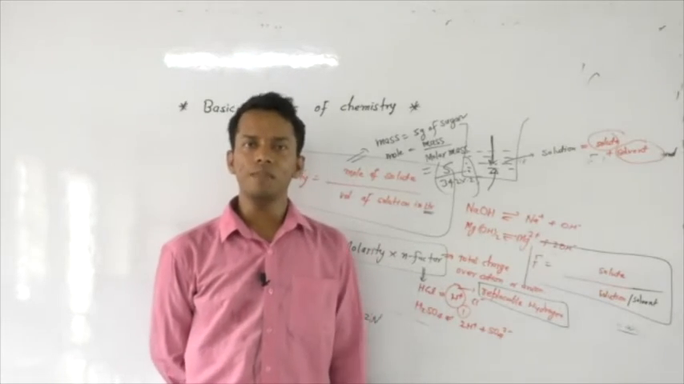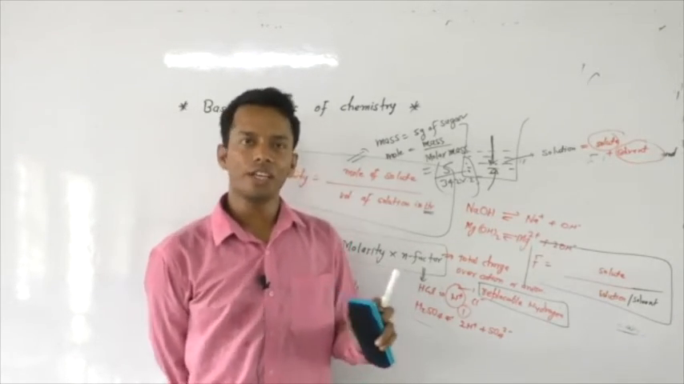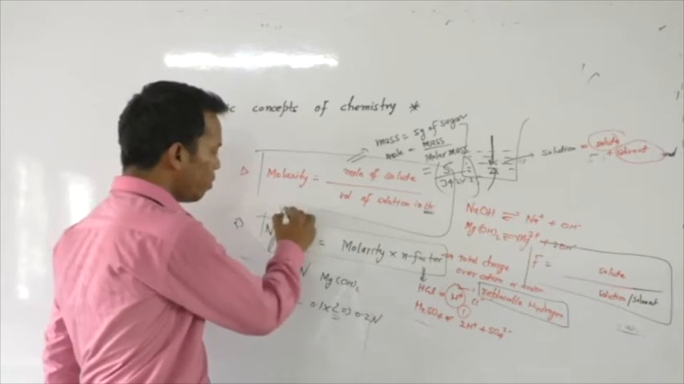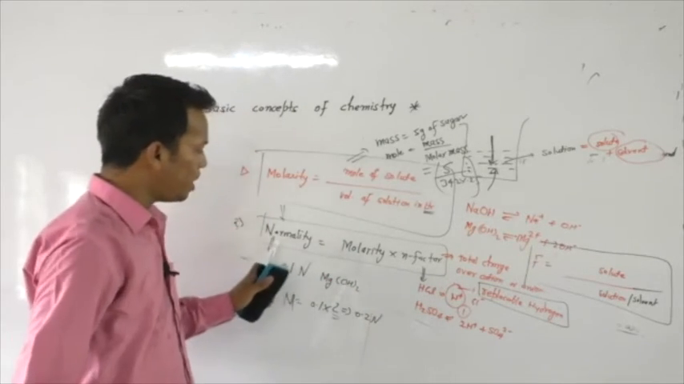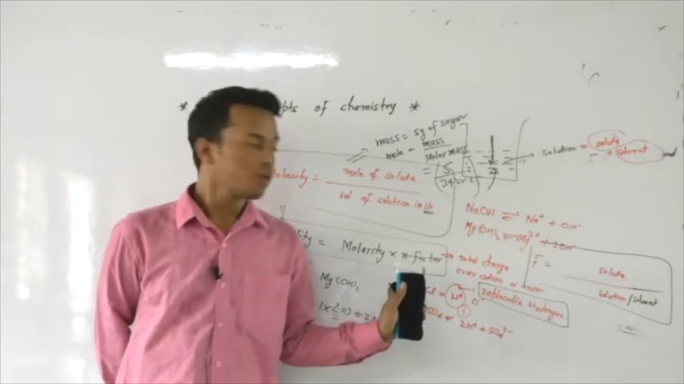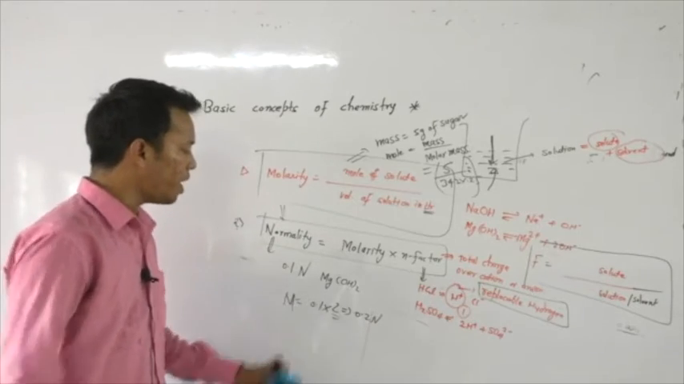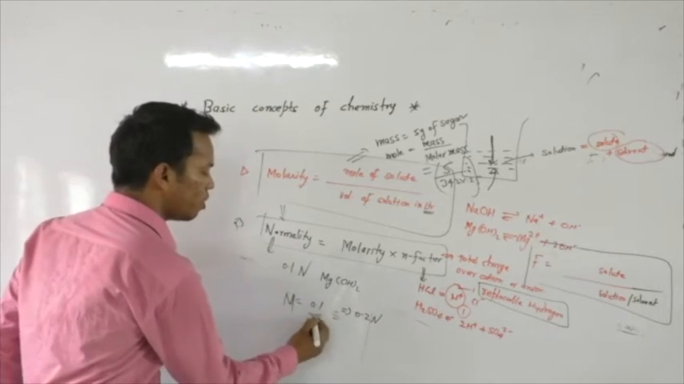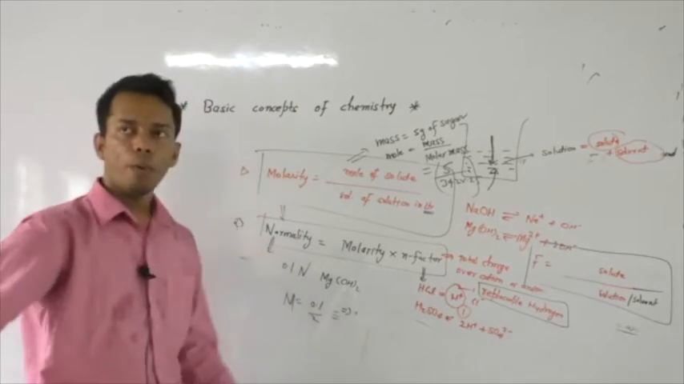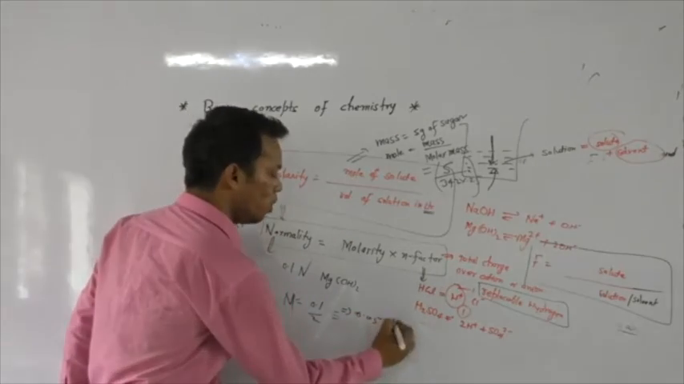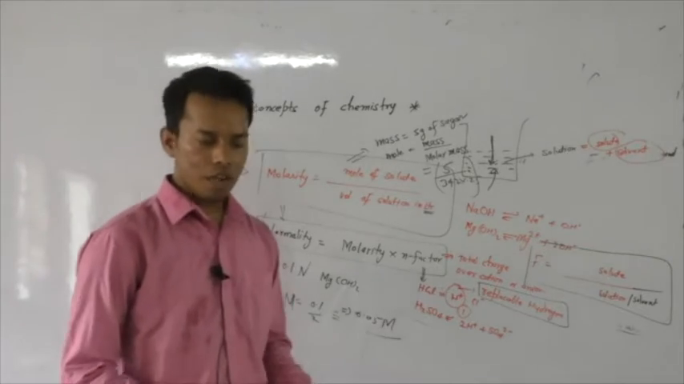Many times I have seen students make a mistake. Instead of dividing, they will multiply because they only remember this formula. What I am saying is, you have to rearrange it first. Normality is given, molarity is not given. So molarity is 0.1 divided by 2. So what is the answer now? 0.05 molar. Correct? So this is the answer.